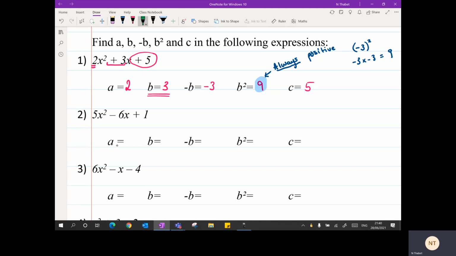For the next question, a is the number next to x squared, which is 5. B is the coefficient of x, which is a negative 6. So if b is negative 6, negative b is a positive 6. It's the opposite sign. B squared is 36. It's always positive. And c is a plus 1, a positive 1.